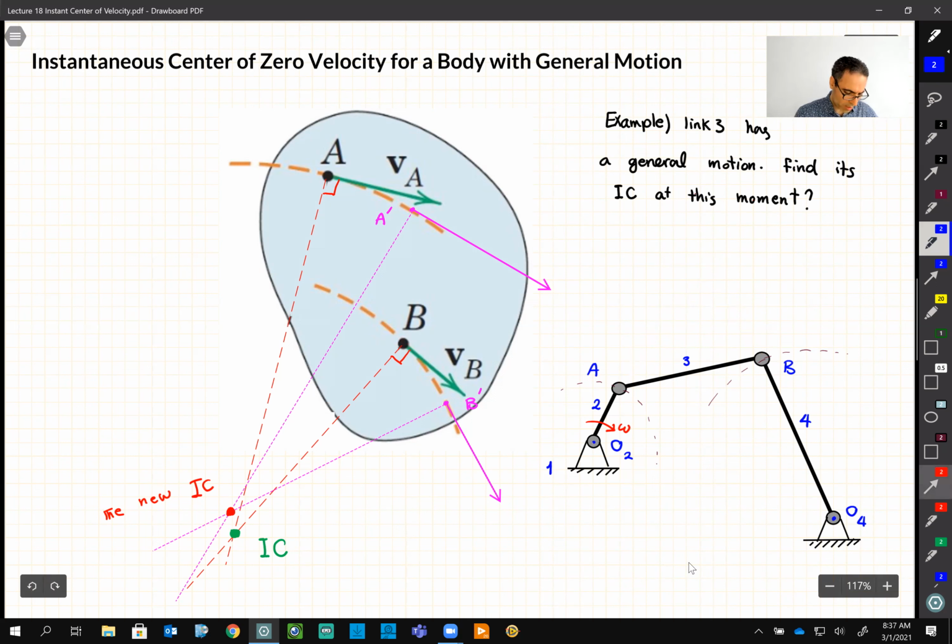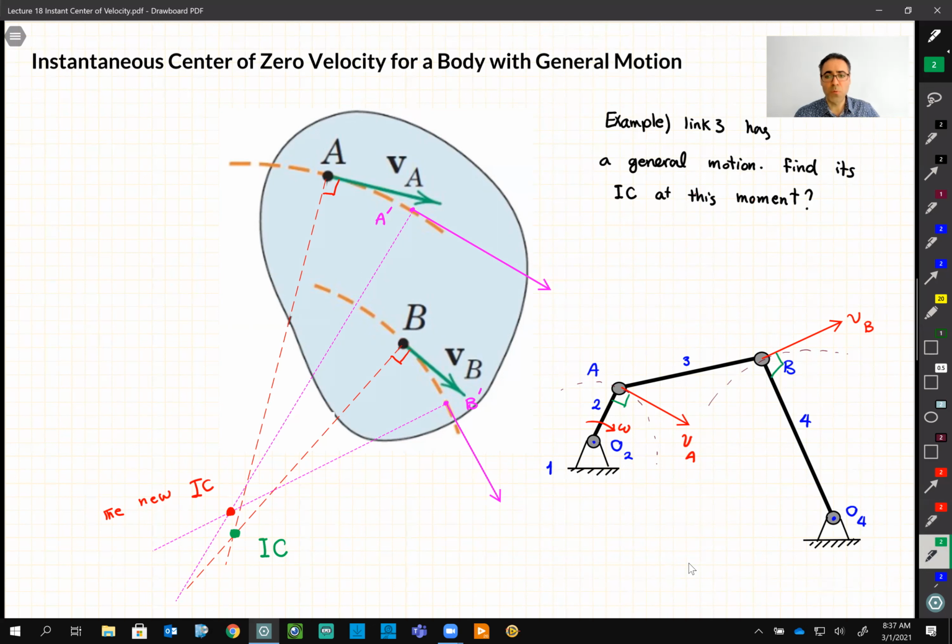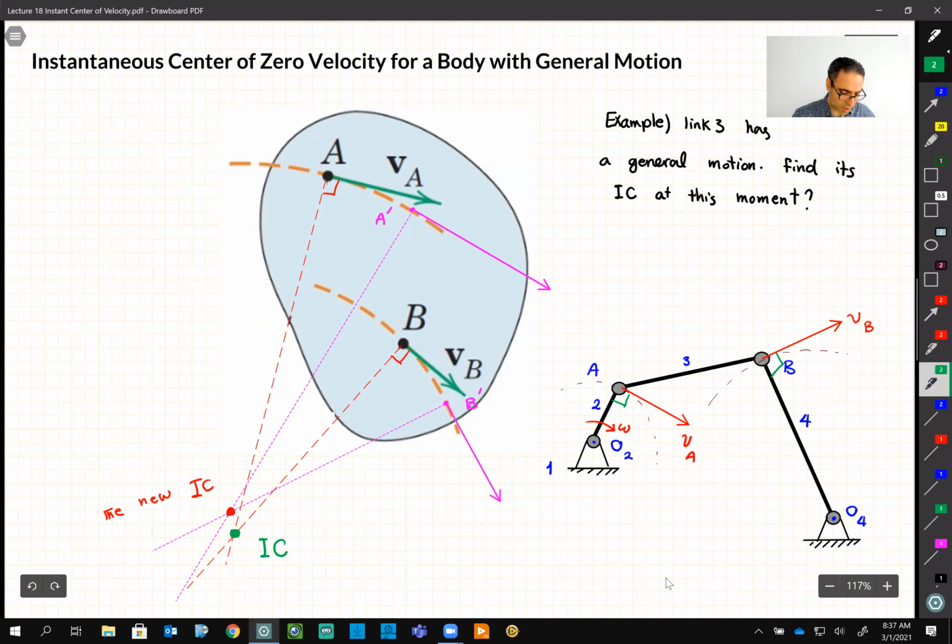So point A is moving on a circle, and this is its velocity, right? This is velocity of point A, and this is velocity of point B, tangent to this circle. Tangent to this circle, we know that it means being perpendicular to this line. And then the next is, we know that we have to draw a perpendicular line to this velocity. So that's one line, and this is another line, right?